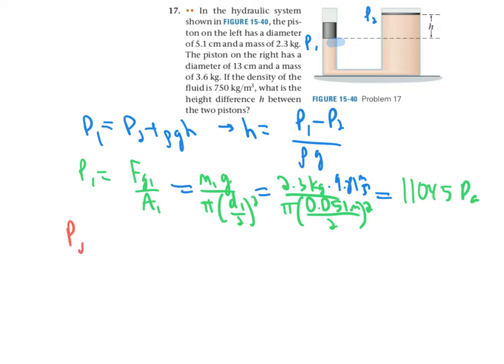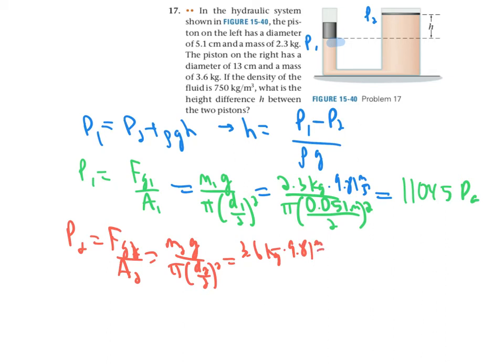And then pressure 2 is the weight of 2 over its area, which is m2g over pi times the second diameter over 2 squared. So we put in our numbers and we have 3.6 kilograms times 9.81 meters per second squared over pi times, and again convert my centimeters to meters, but divide by 2 to make it into a radius, and we get 2661 pascals.